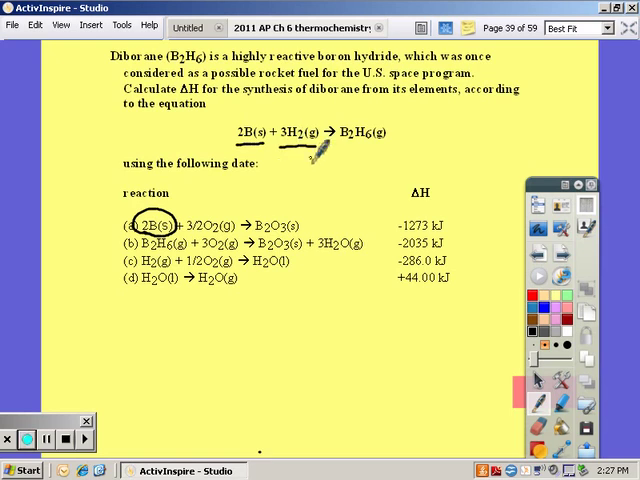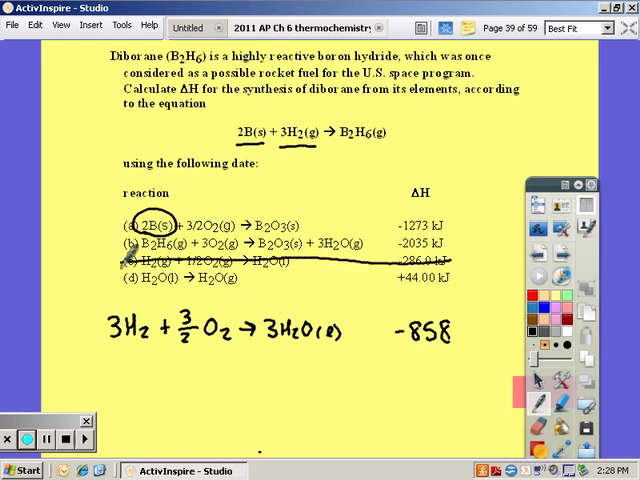Next, we have 3 hydrogens as a reactant. The only place we have hydrogen is in C, but we only have 1. And it's a reactant. So we're going to have to multiply C by 3. When you multiply, everything has to be multiplied by that number. Make sure you put your state symbols, especially for things like water, where in D we have water liquid and water gas. We multiplied the equation C by 3, so we had to multiply delta H by 3.